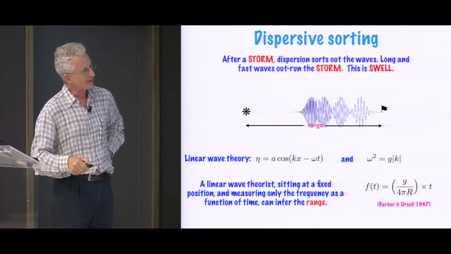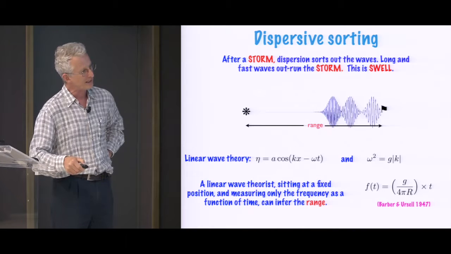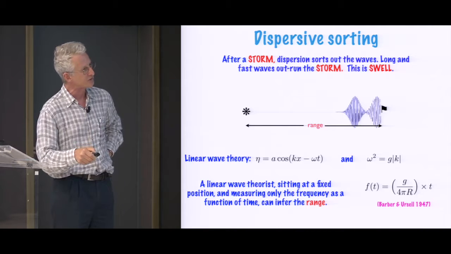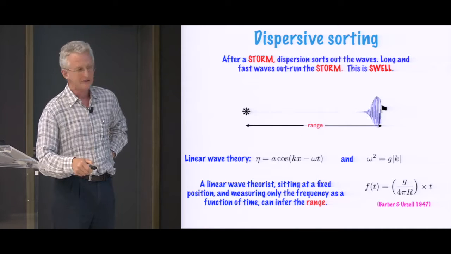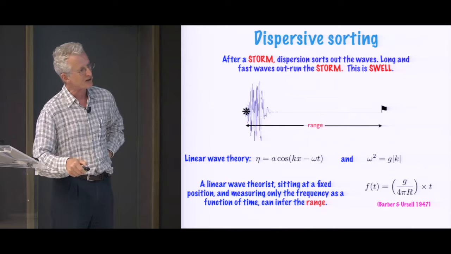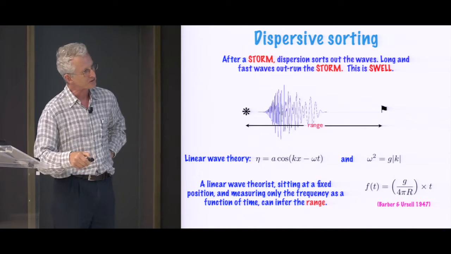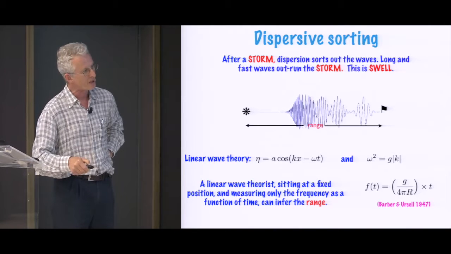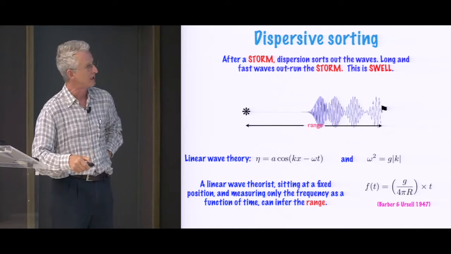And in fact, the frequency observed as a function of time is given by this formula: it's g over 4 pi r, where r is the range, the distance between the observatory and the storm, multiplied by t. So if you're teaching a class on linear wave propagation, this is a great homework assignment or an exam question to set for students, to show that as a result of the linear dispersion relation, the frequency changes with time in just this way at an observatory, okay?